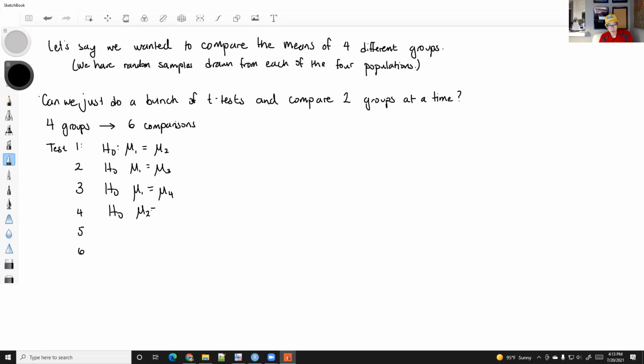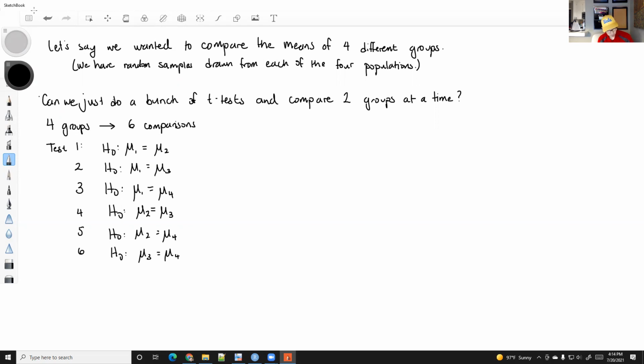Test 4, you would check mu1 equal to mu3. Test 5, you would check mu2 equal to mu4. And test 6, you would check mu3 equal to mu4, okay? And this would cover basically every possible pairwise comparison, right? Every combination of two groups, this would check them all, okay?